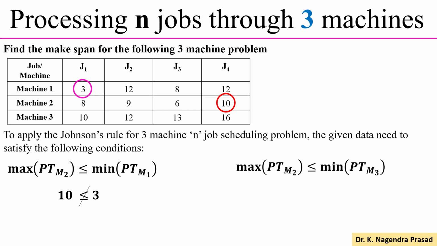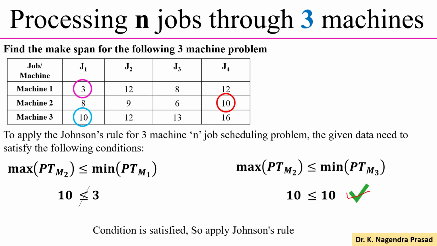Then I have to check the second condition. Here the maximum processing time of machine 2 is 10 and the minimum processing time on machine 3 is 10. So here 10 equals 10. Among the two conditions, the given data satisfies the second condition. So we can go for Johnson's extension rule for the 3 machine n job scheduling. Let's start the solution. The condition is satisfied, so we have to apply Johnson's rule.